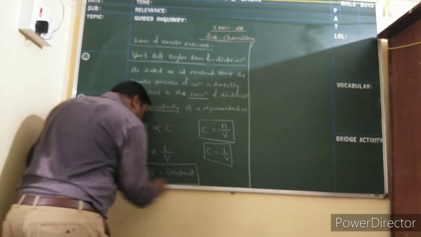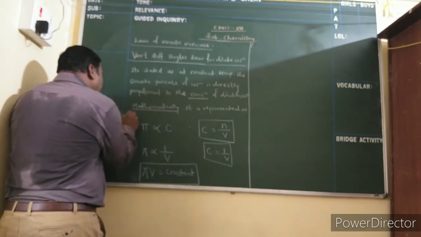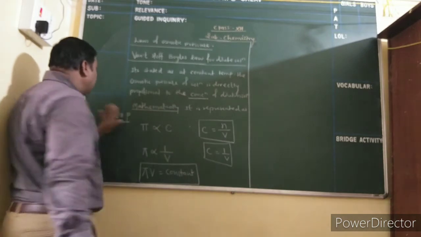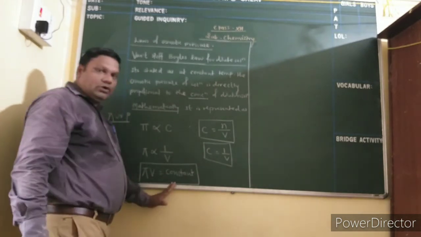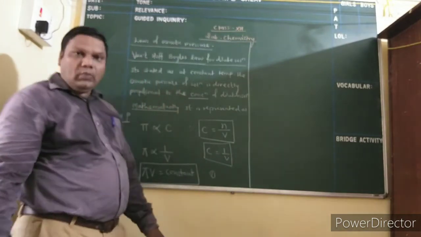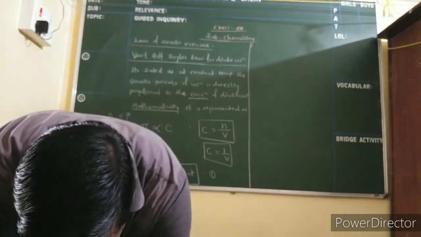Pi V, or PV. Pi is also indicating pressure. Understood? So pi V is equal to constant. It is equation number 1. Equation number 1 is for Boyle's law.